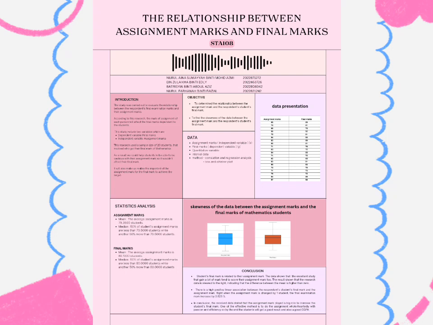The objective of the research is to find the relation between student assignment mark and the student respondent's final mark. The second objective is to find the skewness between student assignment mark and student respondent's final mark.